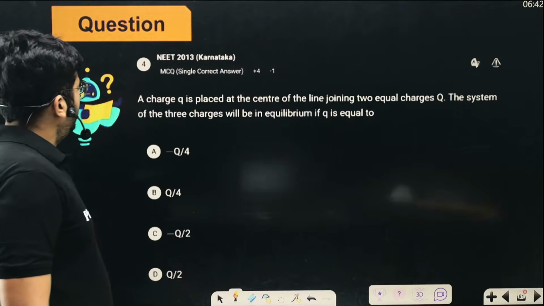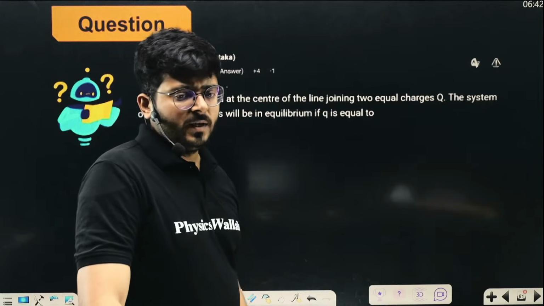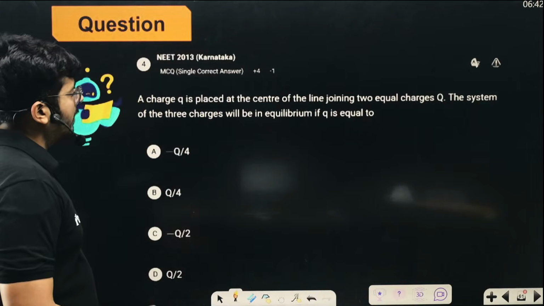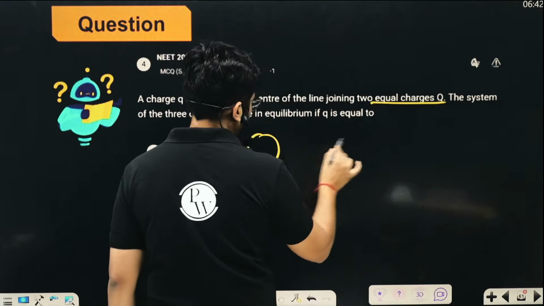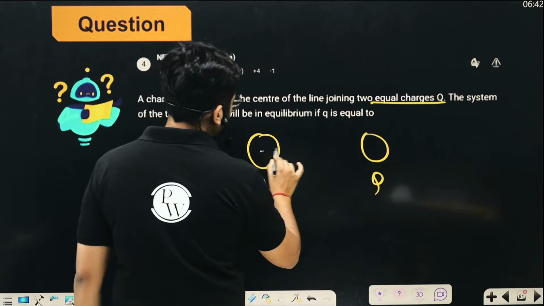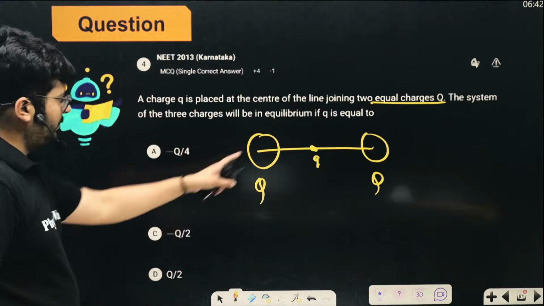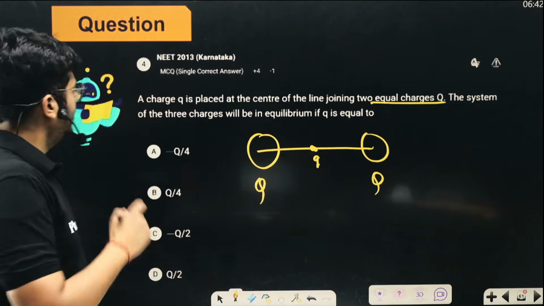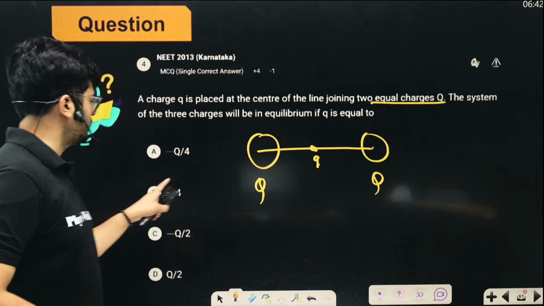A charge is placed at the center of the line joining the two equal charges. There are two equal charges, Q and Q, and a small charge q is placed between them at the center. The system of three charges will be in equilibrium at what value of the small charge q?